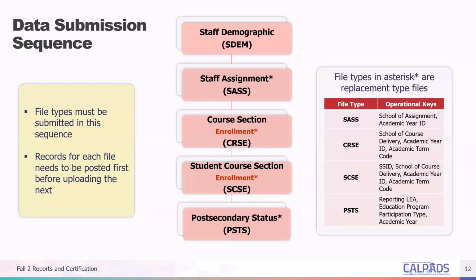Now, to the right, you see a little table, and it has every file but the staff demographic file. This is to bring your attention to the fact that these files are full replacement. What that means is, based on the operational keys, when you submit data in these files, all the existing data in CALPADS will be replaced. So if you look at file type SASS, the operational key is the school of assignment, academic year ID. So if you submit records for all your schools, say you have 5 schools in your LEA, and you have to make a correction at one school, if you submit just a file with records for that one school, you're going to replace all those teachers with the 4 corrections you might make.